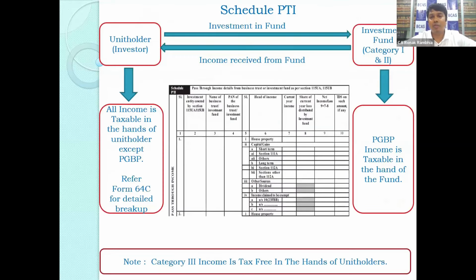Then yes, the schedule PTI, that is the pass-through income. So here I've just explained what the PTI is. That is, you have a unit holder investor who is investing in the fund. That is an investment fund. It can be a category 1, category 2, category 3.